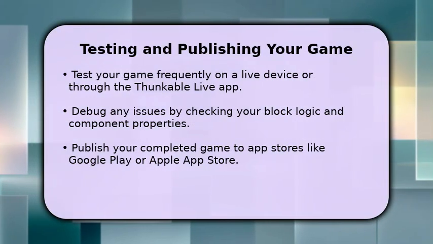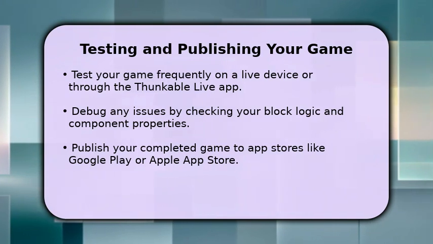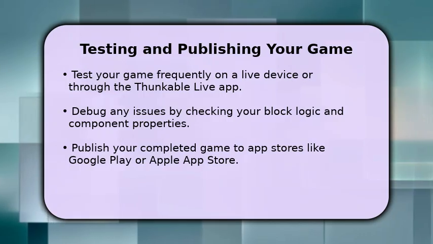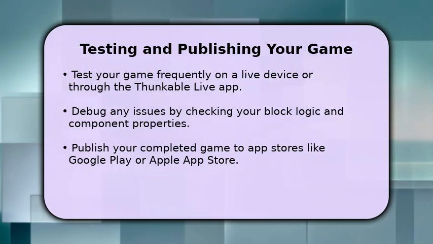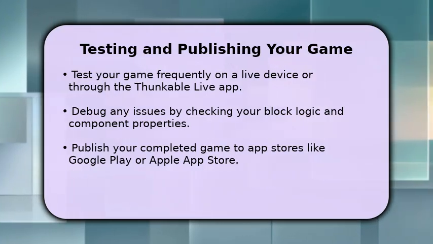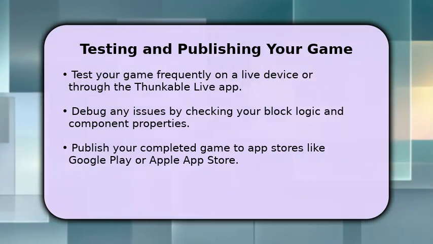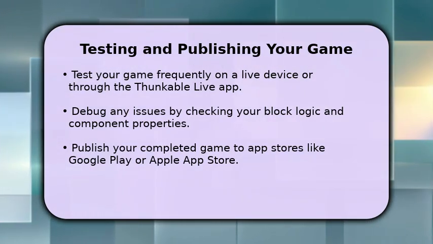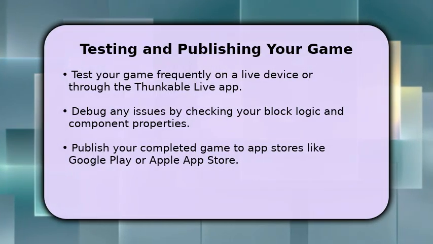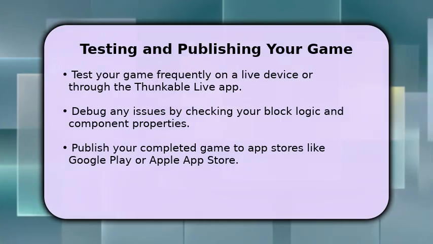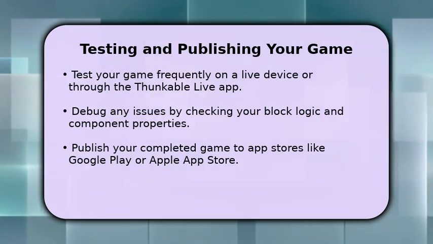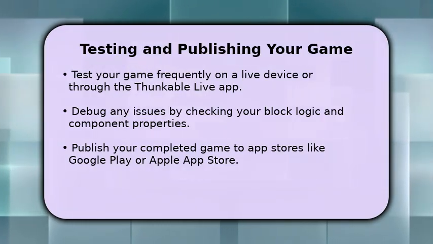After building your game, thorough testing is essential to ensure everything works as intended. You can test your game in real time on a physical device using the Thunkable Live Companion app, allowing you to experience it exactly as your players would. If you encounter any bugs or unexpected behavior, carefully debug your block logic and review component properties. Once satisfied, you can then publish your finished game to major app stores, such as the Google Play Store and the Apple App Store, sharing your creation with the world.